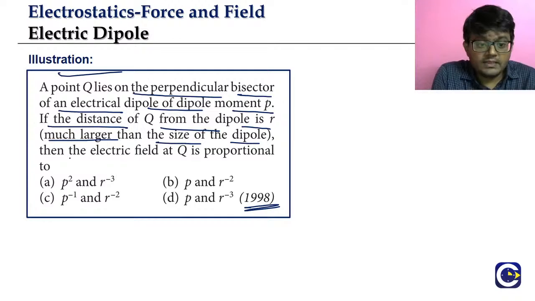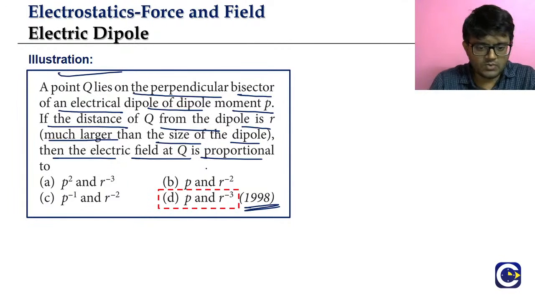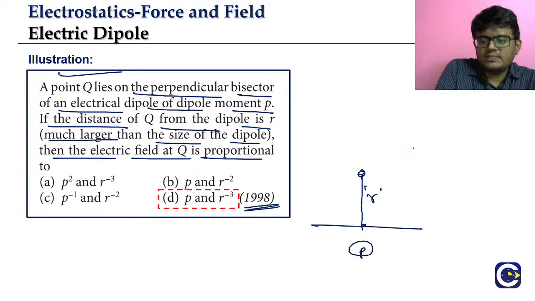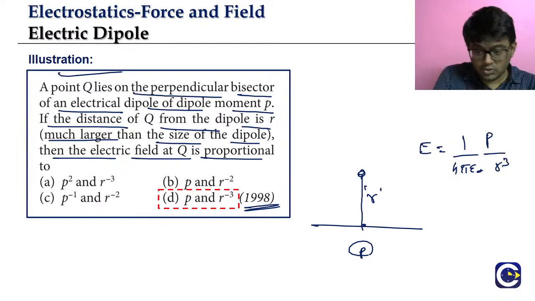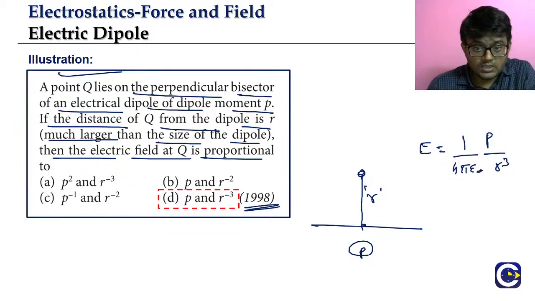Then the electric field at the point q is proportional to what? We have just seen it now. What is it? Equatorial, right? What is the formula? What is the equatorial electric field equal to? 1 by 4 pi epsilon naught, p by r cube. Is that it? Direction wise, it will be opposite to the dipole moment.